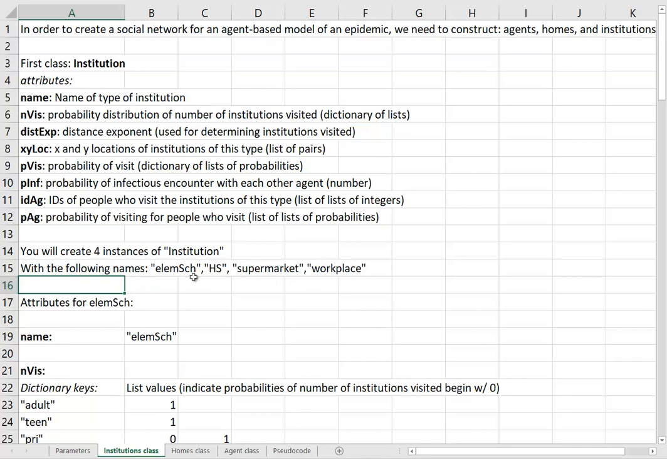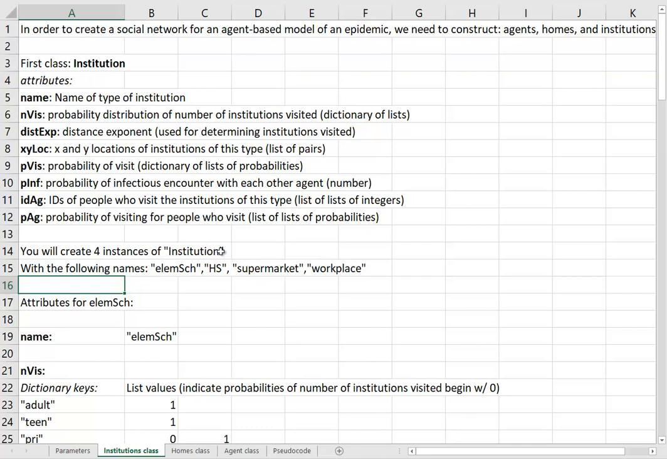And we're going to define a class for each of these, but all of these belong to the institution class. All right, so we're going to actually create 4 instances of this class. Each one of these instances will be an object of class institution.